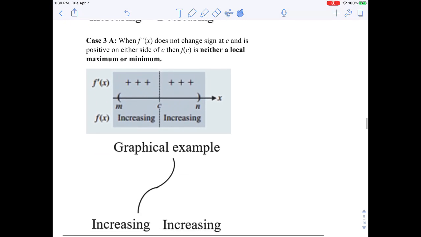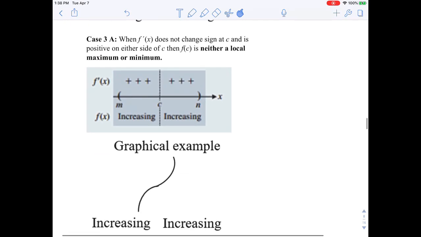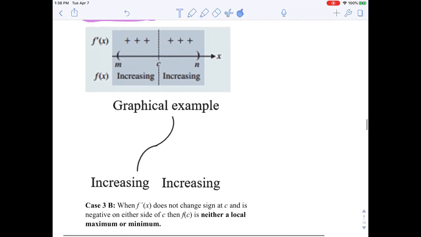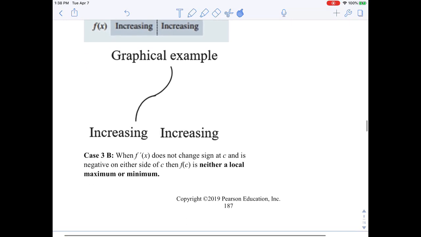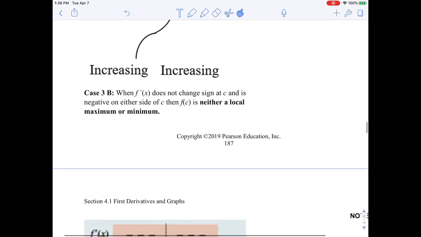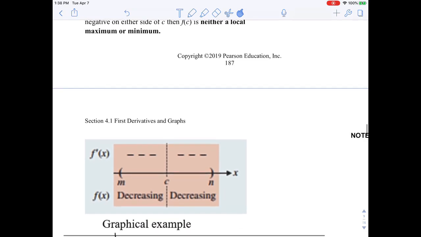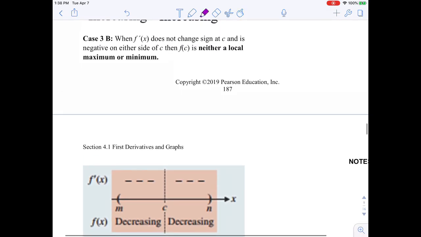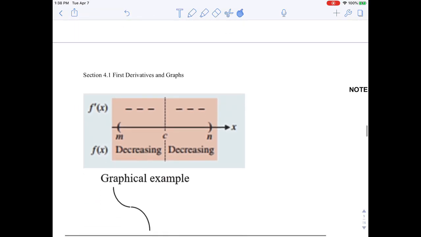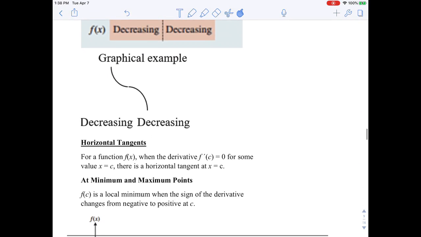Case 3 is when it does not change sign at all. When it doesn't change sign at all, it's neither, which we saw from our original graph that we were looking at. There's an example. This continues to increase. When it doesn't change sign at all and it's all decreasing, again, it's neither. There's an example.